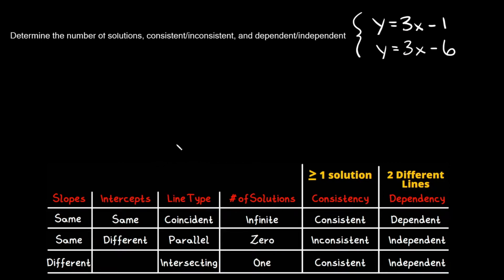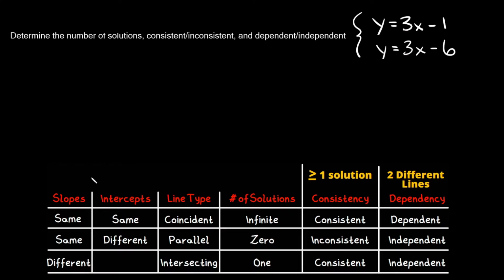Now, there's basically three different scenarios you might run into with these types of problems. So I'm going to do one example of each one, starting with this one right here. This one says, determine the number of solutions, if it's consistent or inconsistent, and dependent or independent. And this is the system that we're given, right? y is equal to 3x minus 1 and y is equal to 3x minus 6.